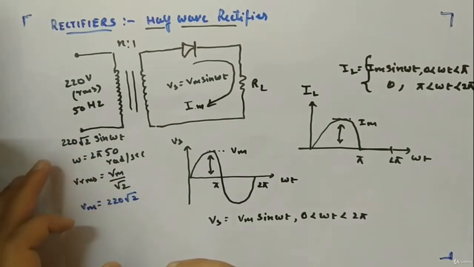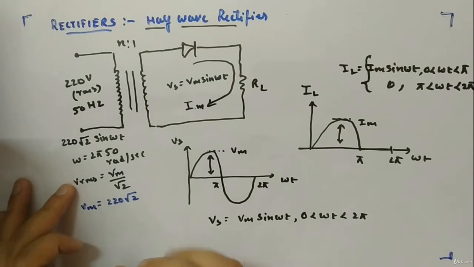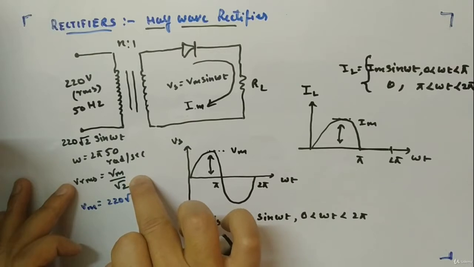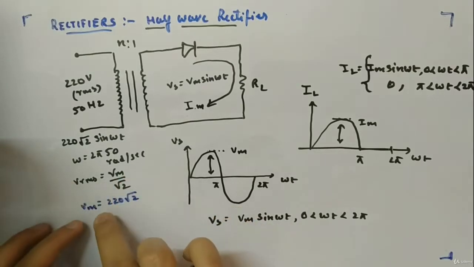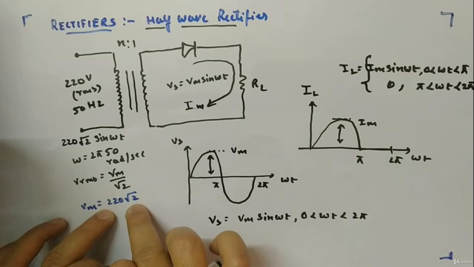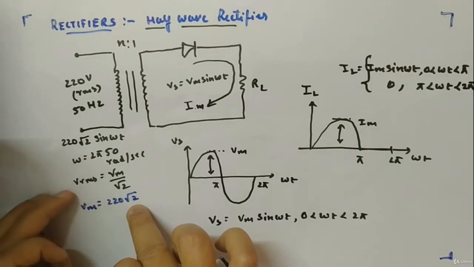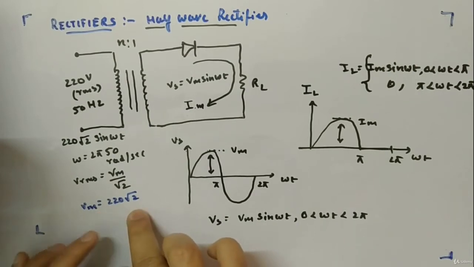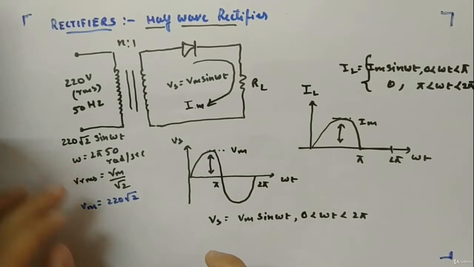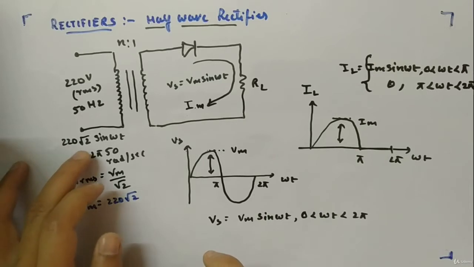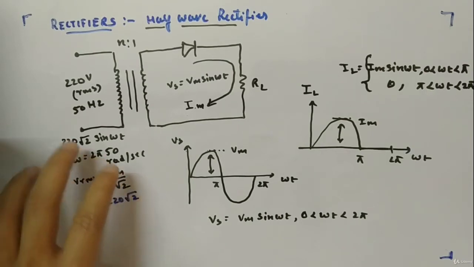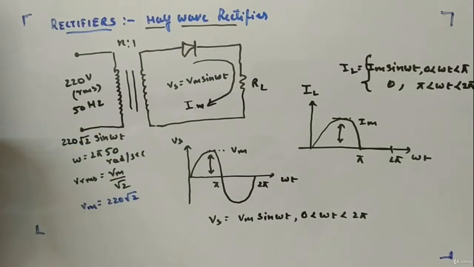What I mean by this is, you might be knowing the relation Vrms is equal to V maximum divided by root 2. So if you calculate, V maximum will be 220 into root 2, because the RMS voltage is 220 and this root 2 is multiplied here. So this is my Vm. We are applying a signal with Vm value 220 root 2, and it's a sinusoidal signal, sin omega t. By default you have to assume that, and omega will be 2 pi 50, where 50 is the frequency.